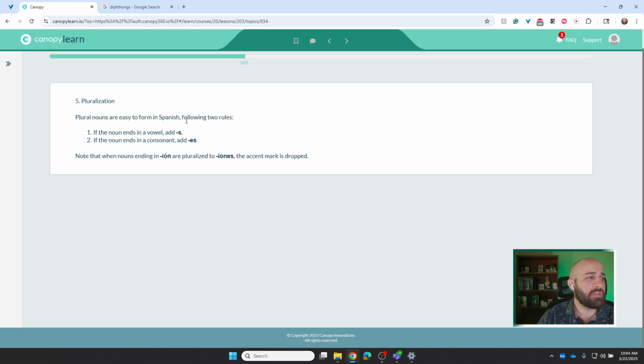Pluralization. Plural nouns are easy to form in Spanish following two rules. If the noun ends in a vowel, add an S. If the noun ends in a consonant, add ES. Note that when nouns ending in ión are pluralized to iones, the accent mark is dropped.